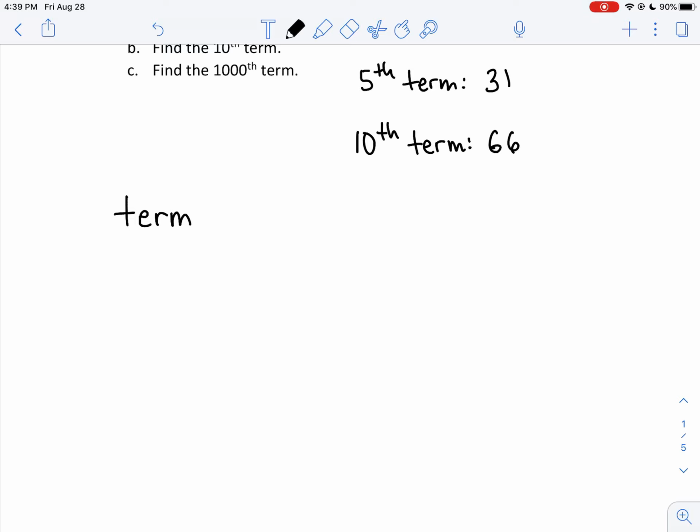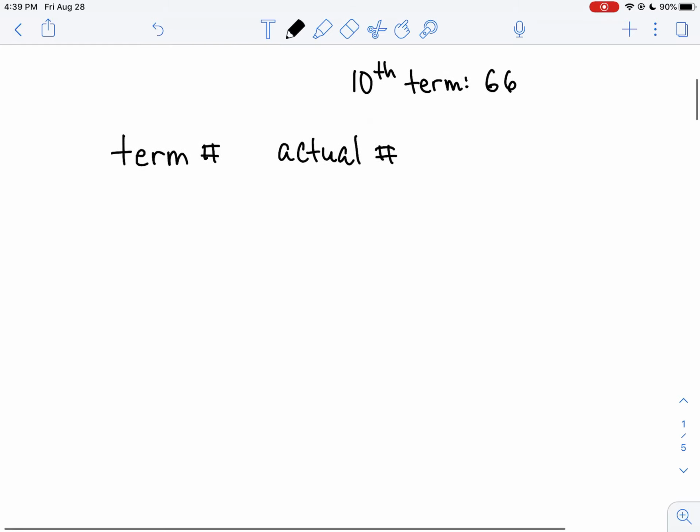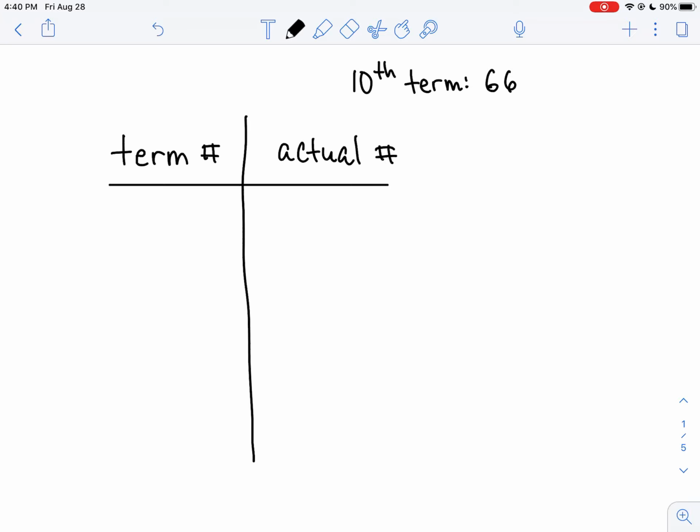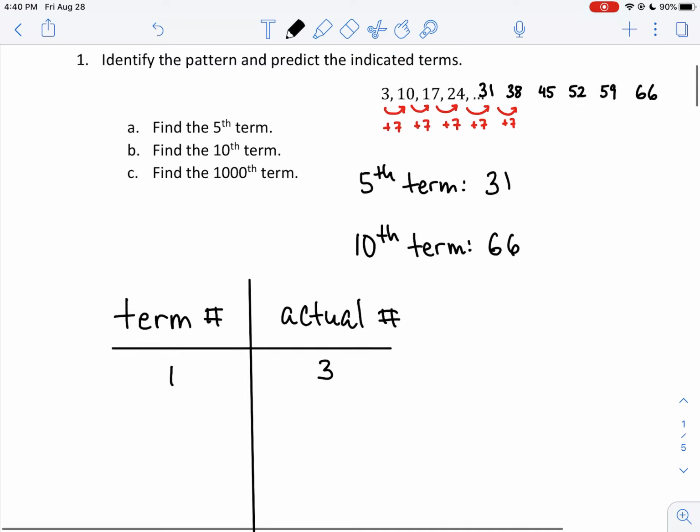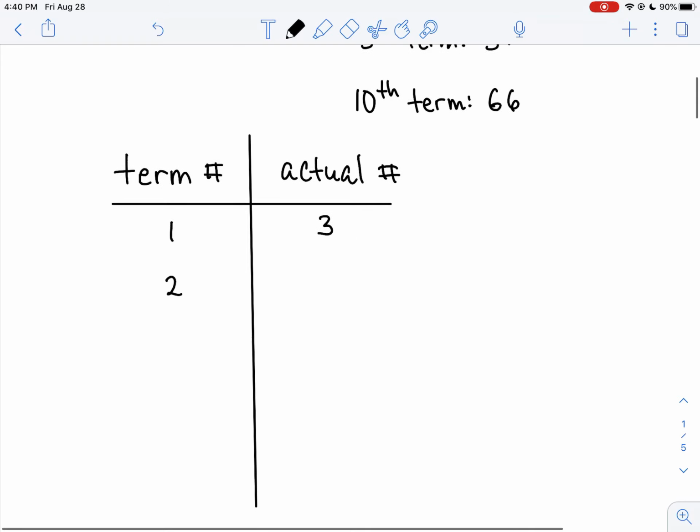So this is the term number, and this is the actual, or how do we want to say this? This is the term. I'm going to make a table, a term number and the actual number. Hopefully this will make sense here when I start filling in this table. So for example, when I put a 1 here, this just means, hey, what's the first term? The first term is 3 in our list. Term number 2, what's the next number?